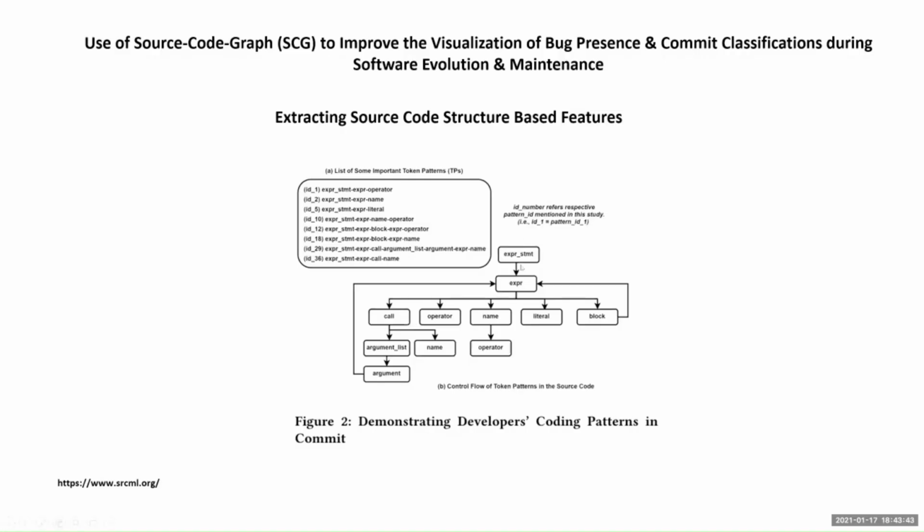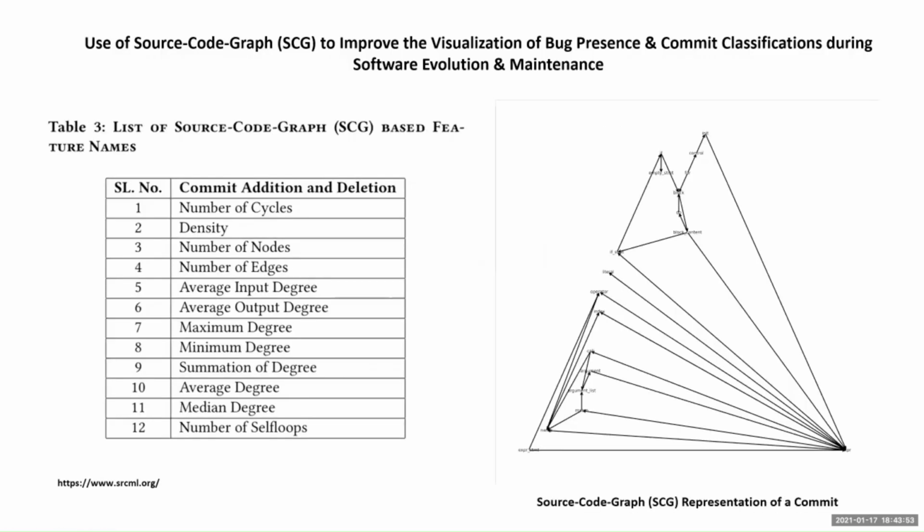So if we consider these tokens as nodes and their flow as the edges, we can get a graphical representation. And from that graphical representation, we can calculate these 12 attribute values, and these 12 attribute values could be used as the feature values to represent the commit.